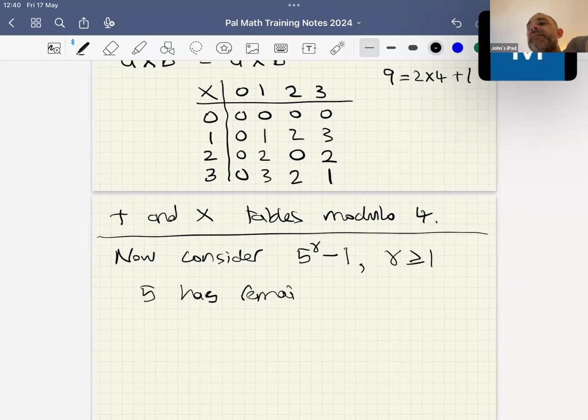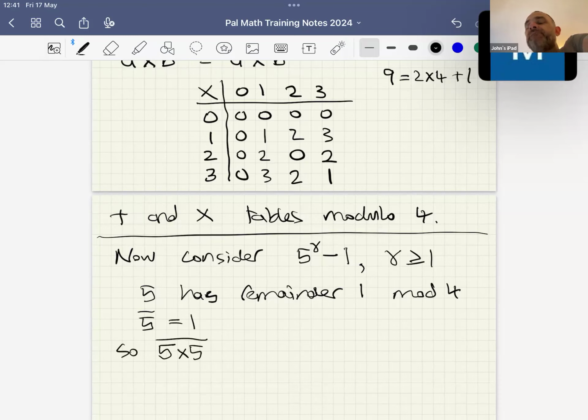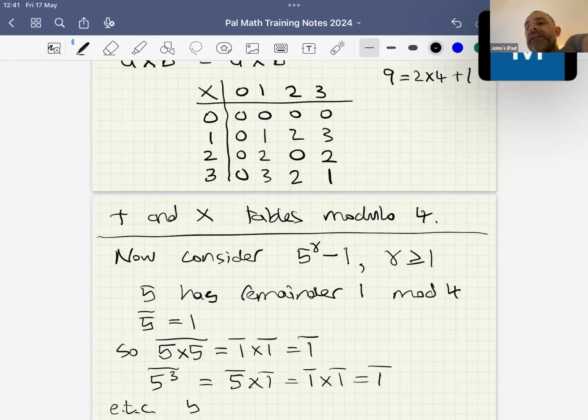1 mod 4, which I could write as 5 bar equals 1. So 5 squared bar is 1 bar times 1 bar, which is 1 bar. And 5 cubed bar is 5 bar times 1 bar, which is 1 bar times 1 bar equals 1 bar, etc. In other words, 5 to the gamma bar equals 1 mod 4.